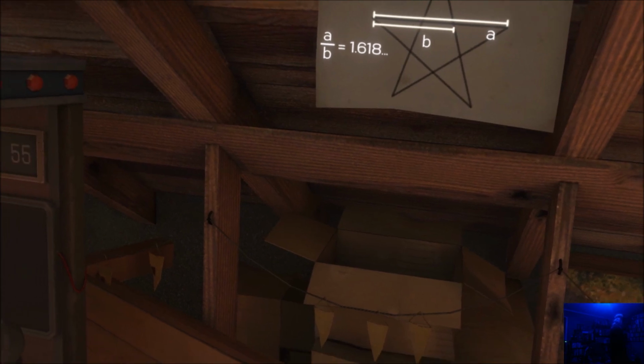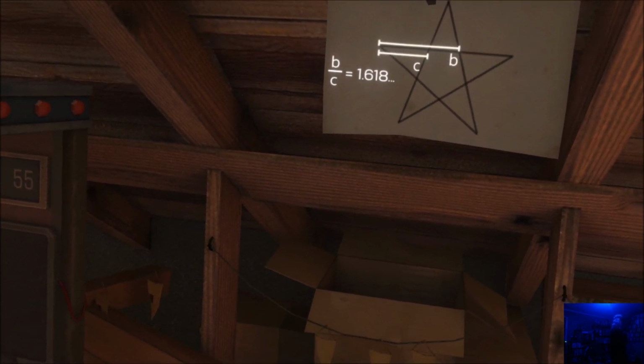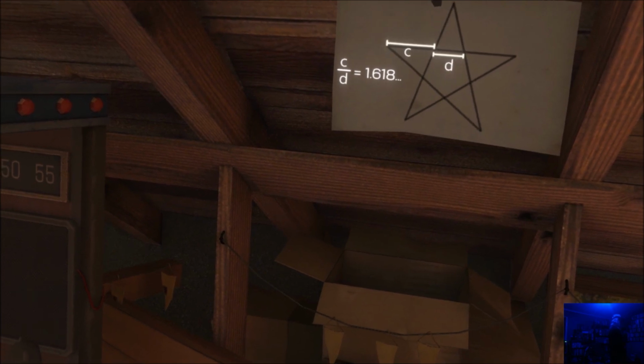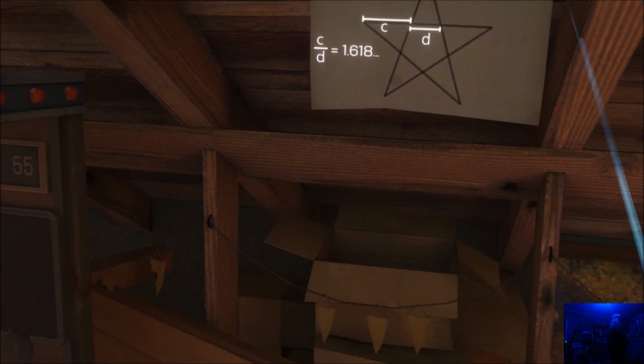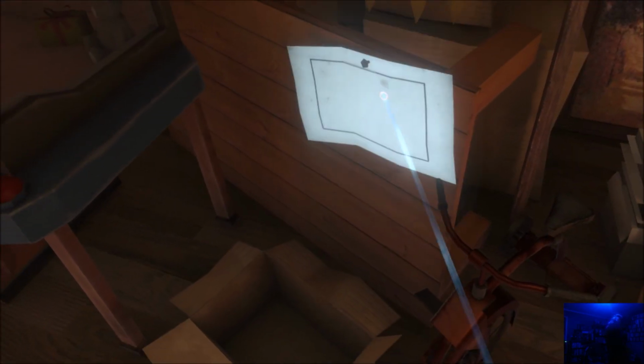A pentagram is very special if you look at it with phi. No matter which line segment you choose, there is another line segment that is in a golden ratio proportion.